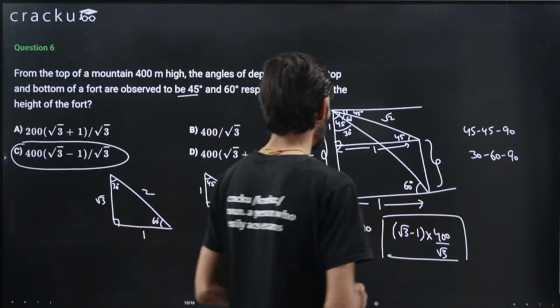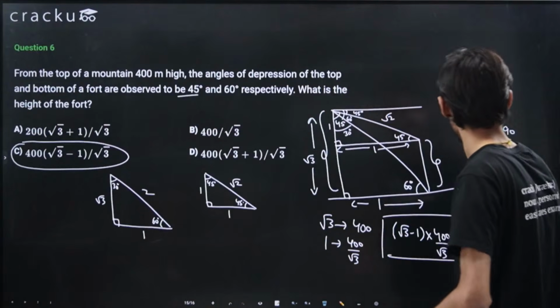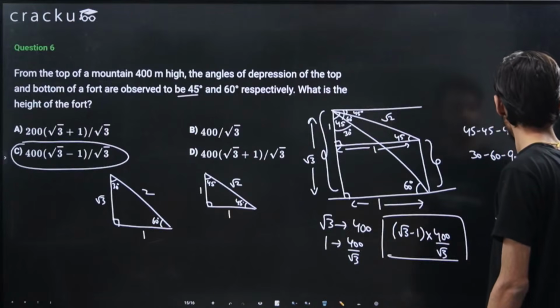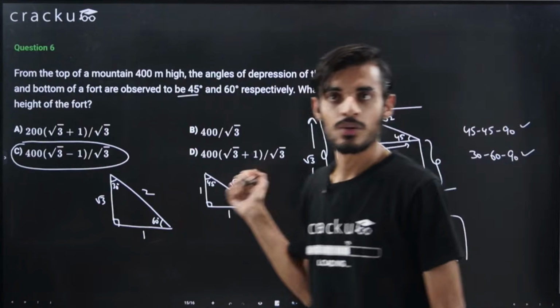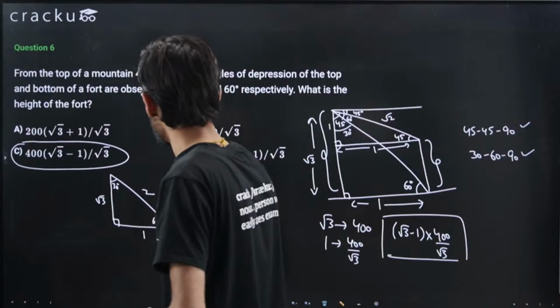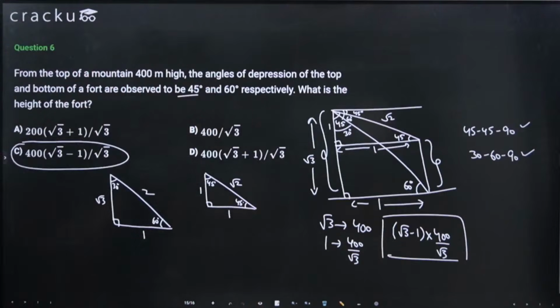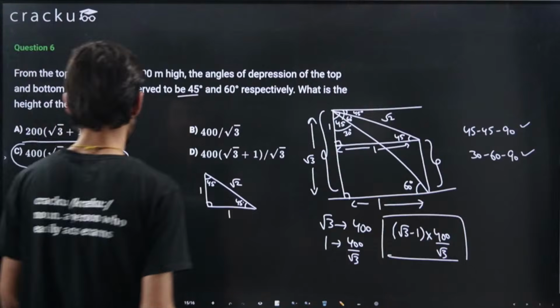I hope this should also be clear with the help of ratios. That is 45, 45, 90 and 30, 60, 90. We are able to solve this question again. Okay. So if this is pretty much clear to you, then we can move ahead to the next question. Yes, I don't think there are any doubts. Yes, so let's move to the next question.